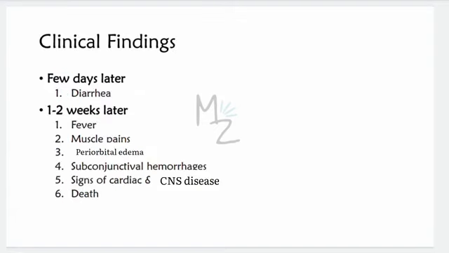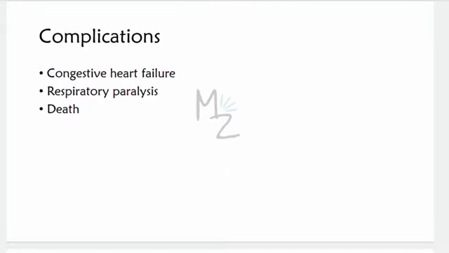Clinical findings. A few days after eating undercooked meat, usually pork, the patient experiences diarrhea, followed 1 to 2 weeks later by fever, muscle pain, periorbital edema, and eosinophilia. Eosinophilia is actually prominent in the diseases caused by the nematodes. One more thing, subconjunctival hemorrhages. These are an important diagnostic criterion. There can be signs of cardiac and central nervous system disease, and ultimately death can also occur. Complications: congestive heart failure, respiratory paralysis, and death.